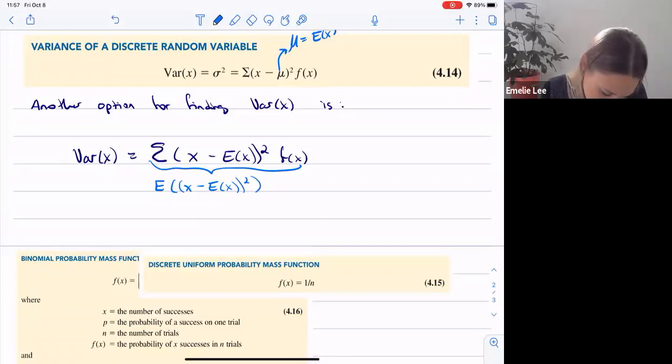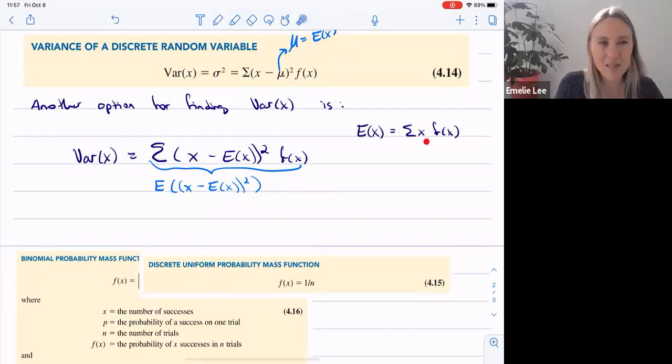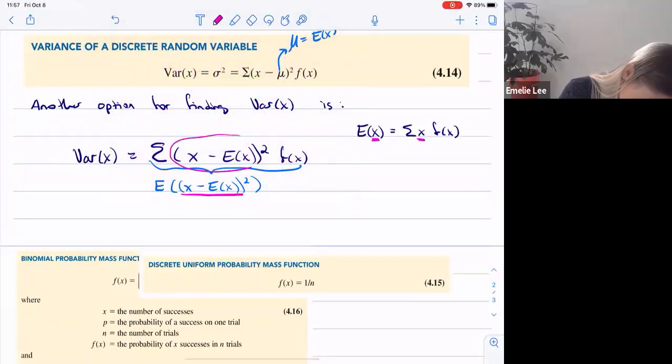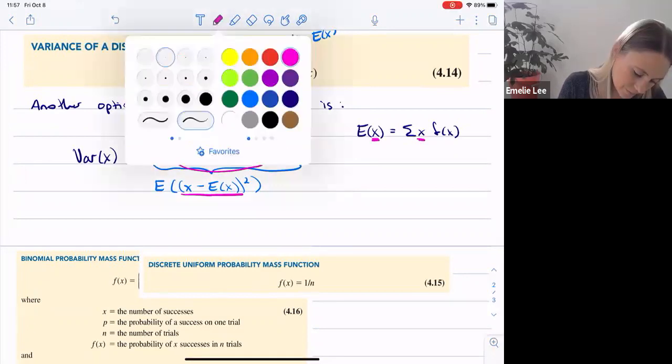How many brackets did I have there? There, good. That's a stretch, right? Especially if you're not used to reading these things and recognizing. But remember, E of x is the sum of x times f of x. So now this x and this x, I'll highlight them. You can make that replacement.